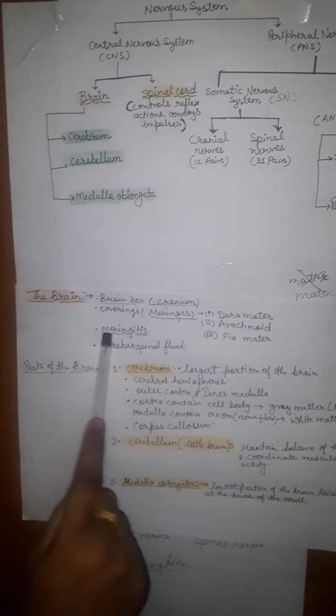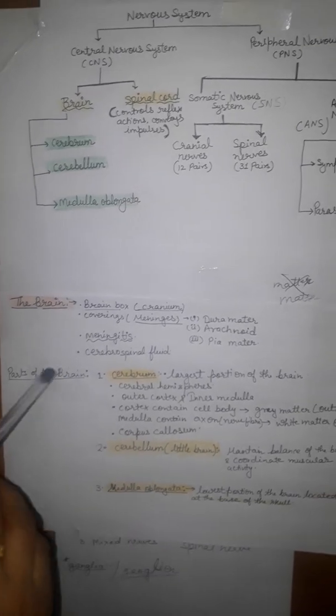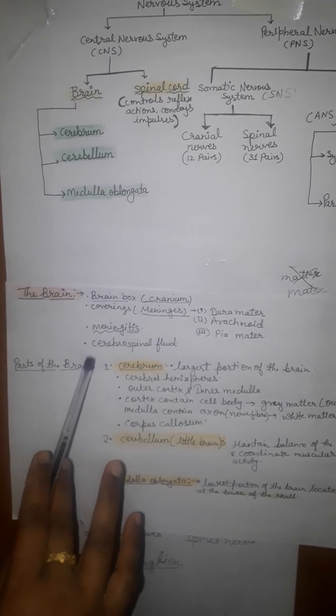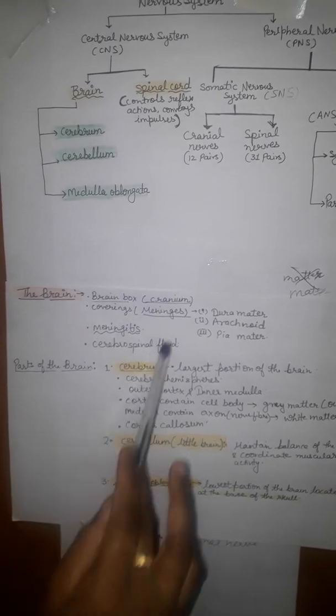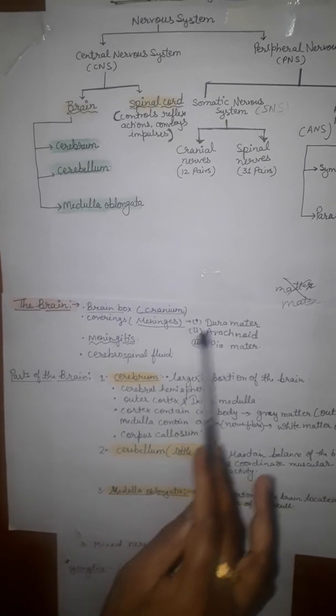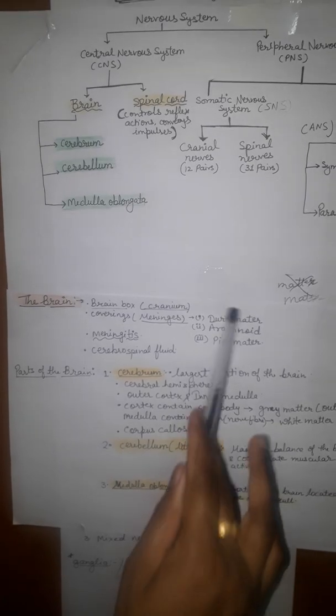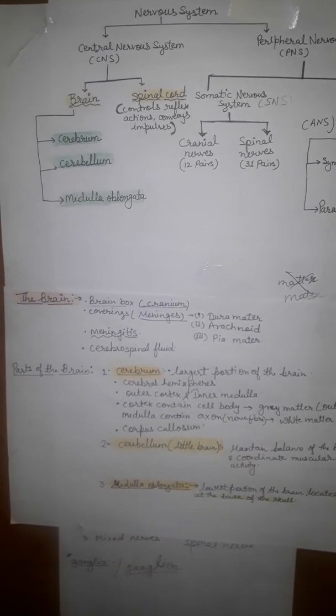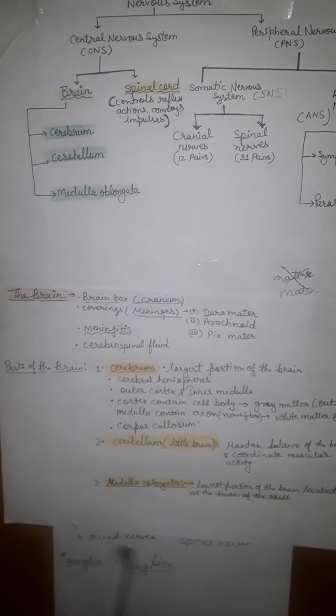Now what is meningitis? Inflammation of the meninges is collectively called meningitis. If any inflammation occurs in these coverings, that is dura mater, arachnoid, and pia mater, the disease is called meningitis.